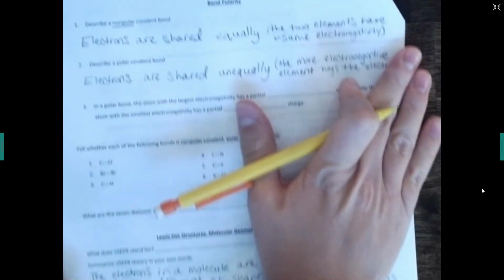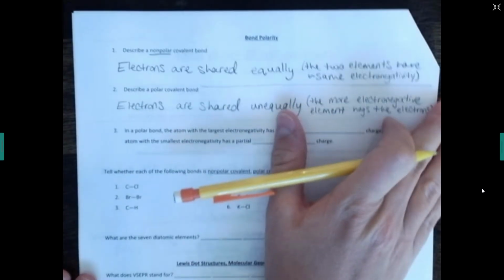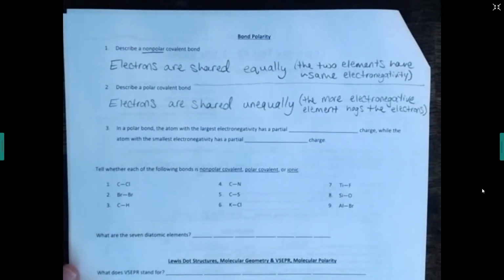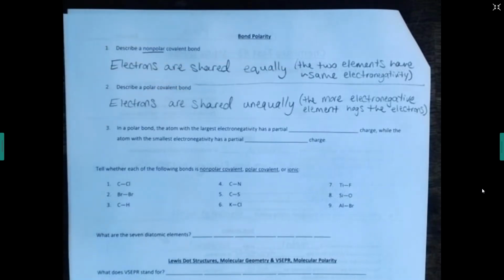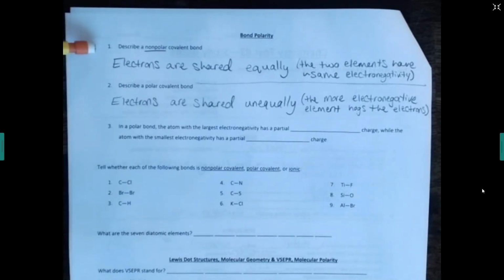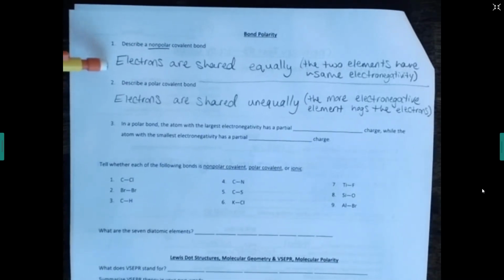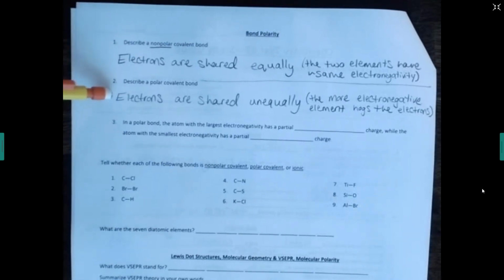Okay, I pre-filled some of this in just to save time. It says describe a nonpolar covalent bond. I said the electrons are shared equally if it's nonpolar, meaning the two elements have about, that little squiggly line means about the same electronegativity or the exact same electronegativity. So they are shared equally.